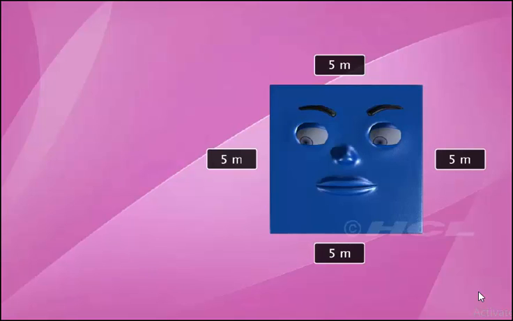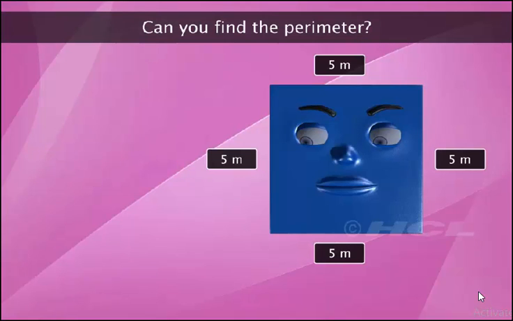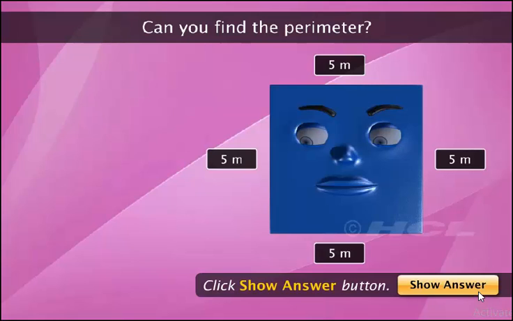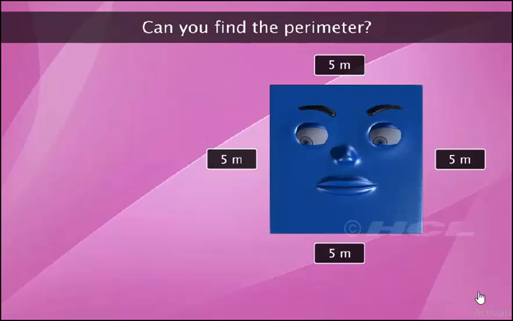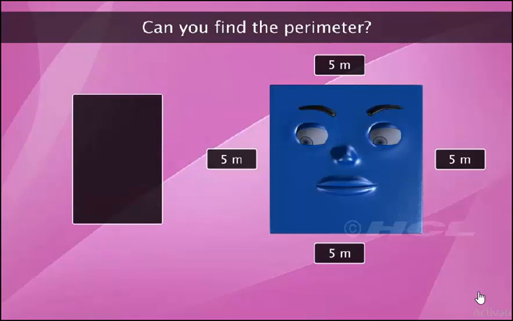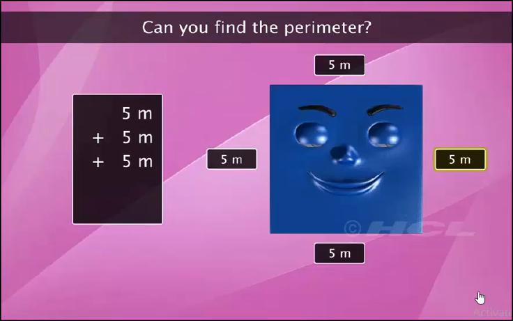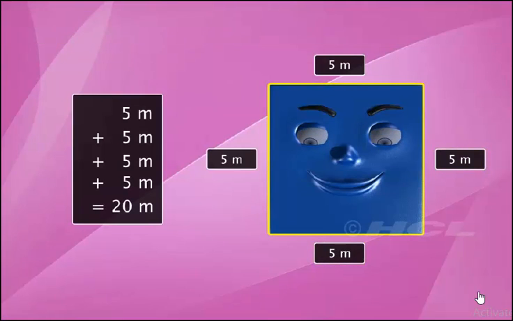Here's another square. Can you find its perimeter? The perimeter of this square is 20 meters. 5 meters plus 5 meters plus 5 meters plus 5 meters makes 20 meters.